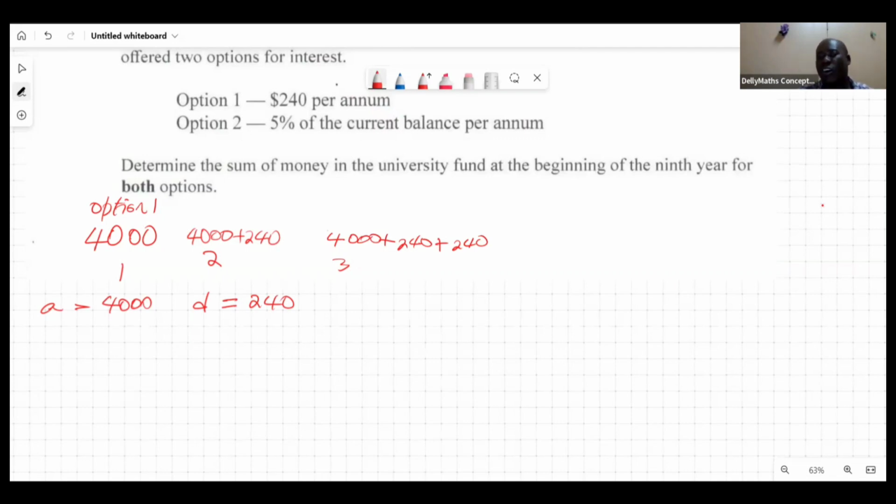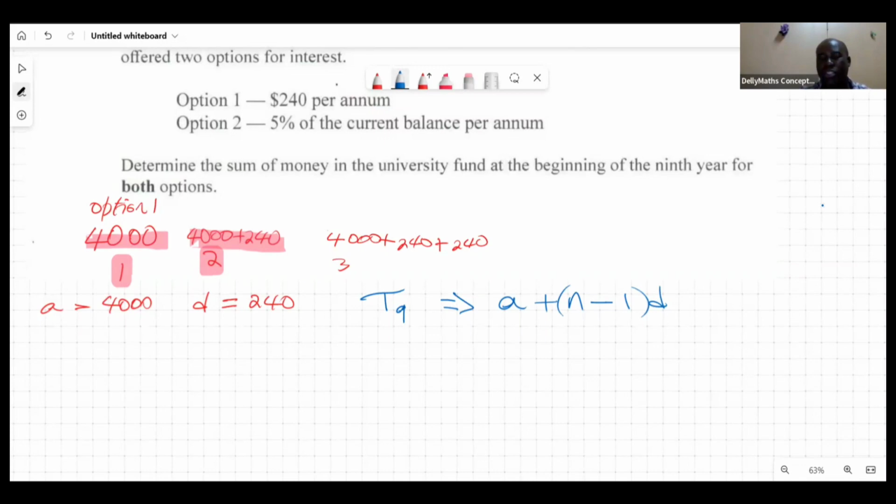The only trick is that you have to understand that for the beginning of the 9th year, you have to take it as year 9, because year 1, which is the first year, is the 4,000. At the beginning of the second year, you receive the first thing being added. So the 9th year will work out perfectly. We are trying to find the sum up to term 9. The general formula is A plus n minus 1 times the common difference, which will give me the term up to that 9th term. This is a general thing.